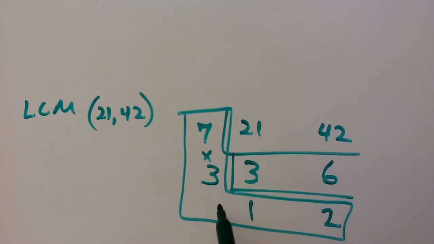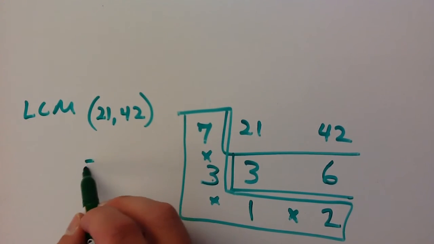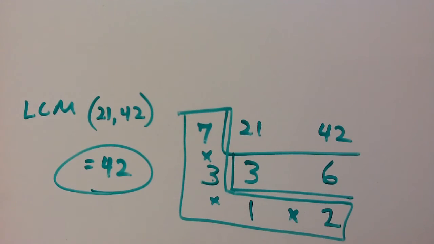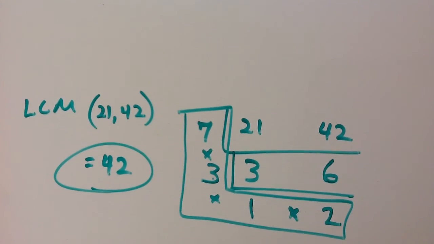So 7 times 3 times 1 times 2. Well, 7 times 3 is 21. 21 times 1 is 21. And 21 times 2 would be 42. Right? So the LCM of 21 and 42 would be 42.